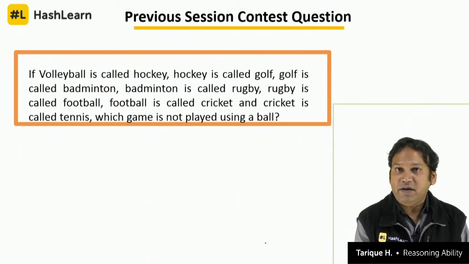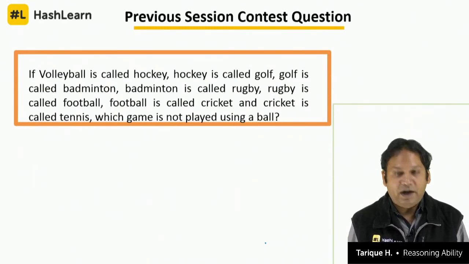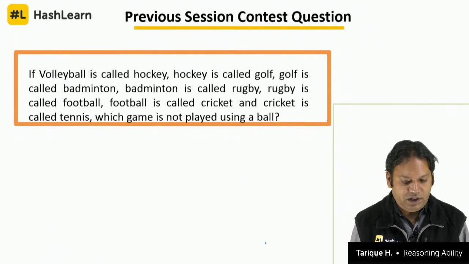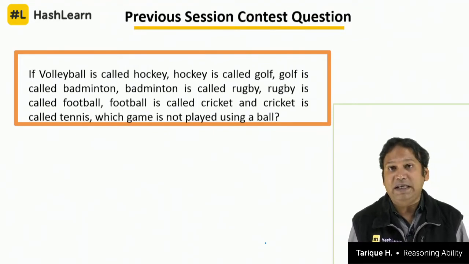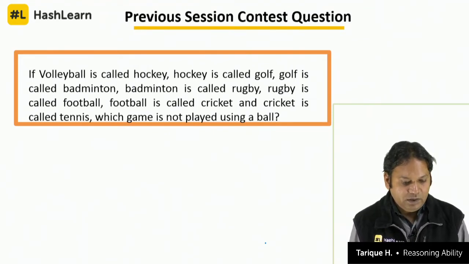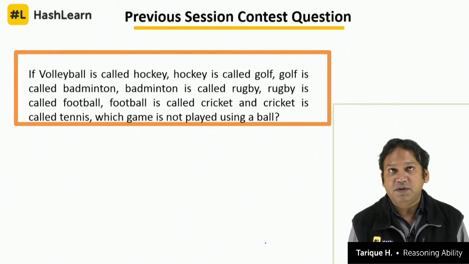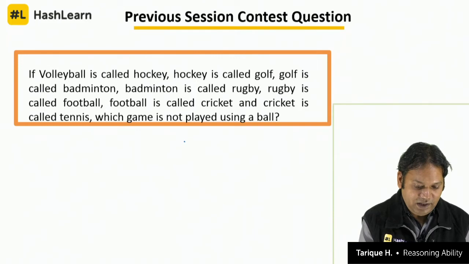This is a very different reasoning question, kind of a coding question. You can say volleyball is called hockey, hockey is called golf, golf is called badminton, badminton is called rugby, rugby is called football, football is called cricket, and cricket is called tennis. Which game is not played using a ball? So many games mentioned here, right? And almost all the games are played using a ball except which game? The game that is badminton.